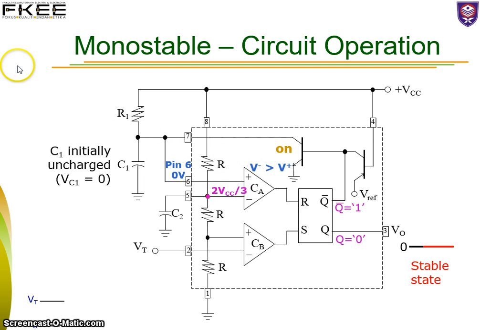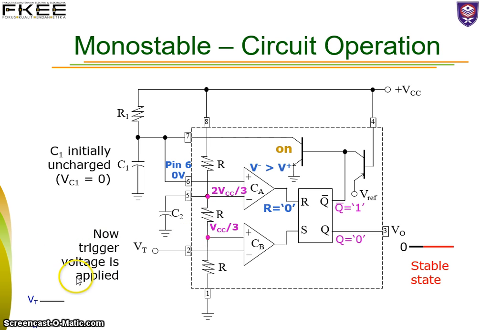So if you look here, 2 VCC over 3 is greater than 0 at pin 6, V minus is greater than V plus. So reset will have logic 0. For the lower comparator, the positive terminal is at 1/3 of VCC.